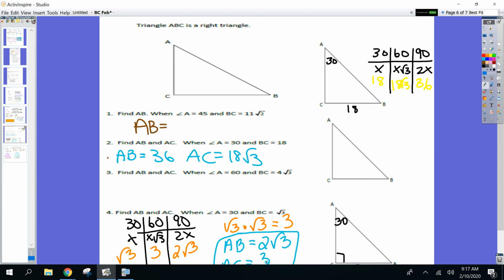You have to do a little radical multiplication here. Remember, when you multiply a radical by itself, it's that same number. When you're trying out number 1 right now, it's that same number.